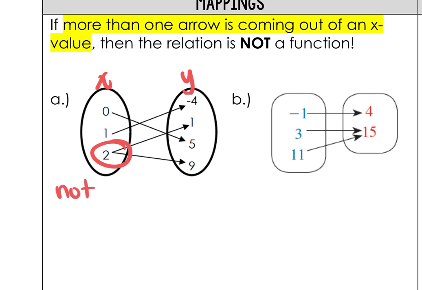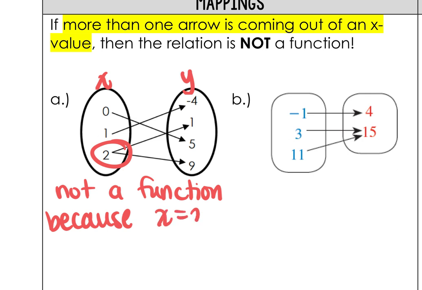So this first mapping diagram is not a function, because x equals 2 has 2 y values. In order to be a function, we want each x value to only have one line. In this case, this value of 2 has 2 arrows, so it means this one x has 2 y's.